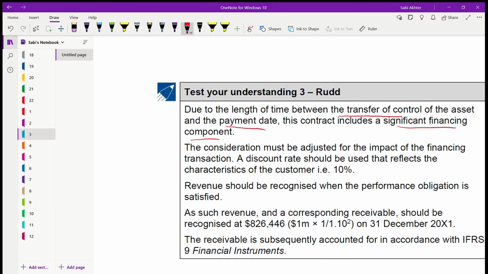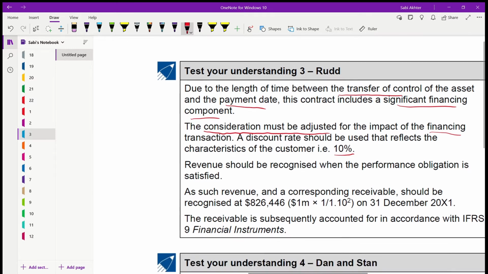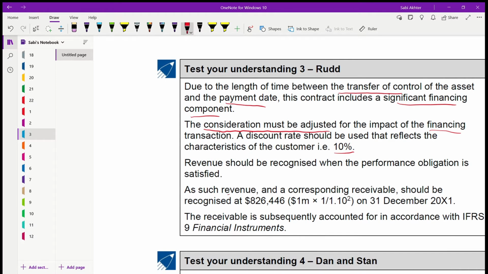You have to adjust the consideration because of this financing part. What is it? A discount rate, 10%. So revenue should be recognized when the performance obligation is satisfied. As such, revenue and the corresponding receivable. So you have to recognize revenue as well as the corresponding receivable.